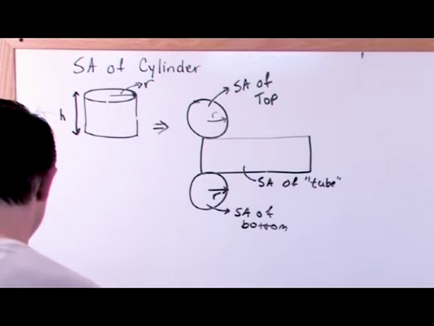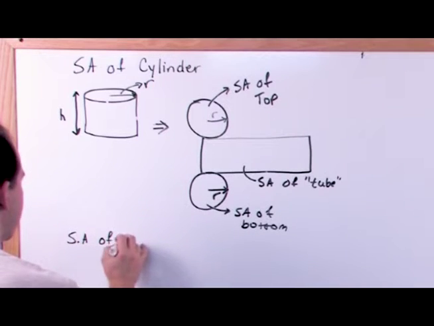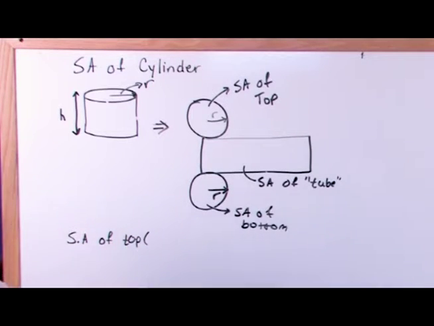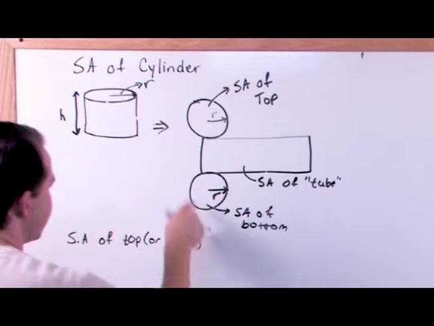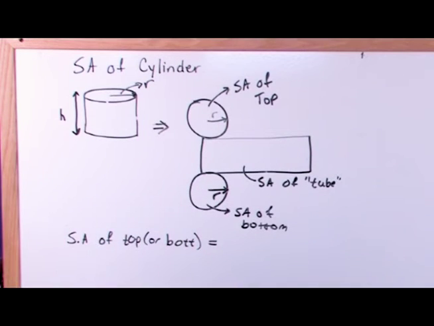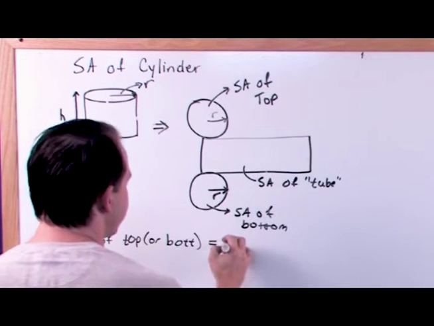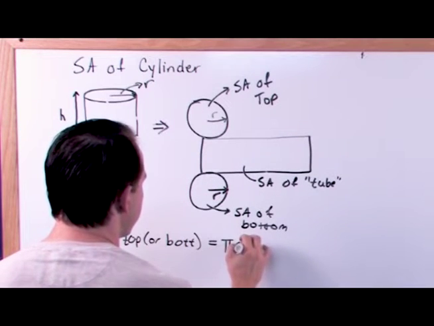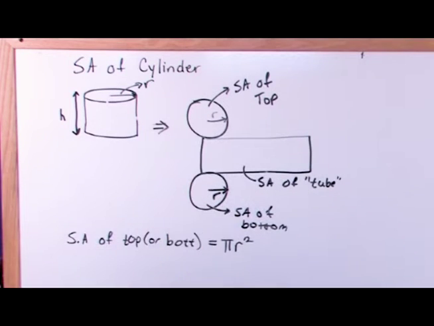So the surface area of the top, and I'm going to put in parentheses or the bottom, because they actually look exactly the same, is going to equal, and can you guess what this is? We talked about this in the last section. This is a circle with radius r, so it's simply going to be pi times r squared. That's the surface area of this piece or this piece, just by using the formula for that.